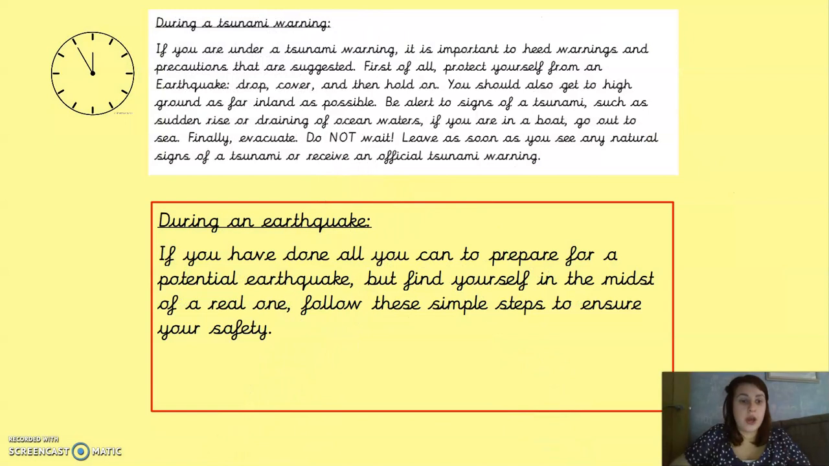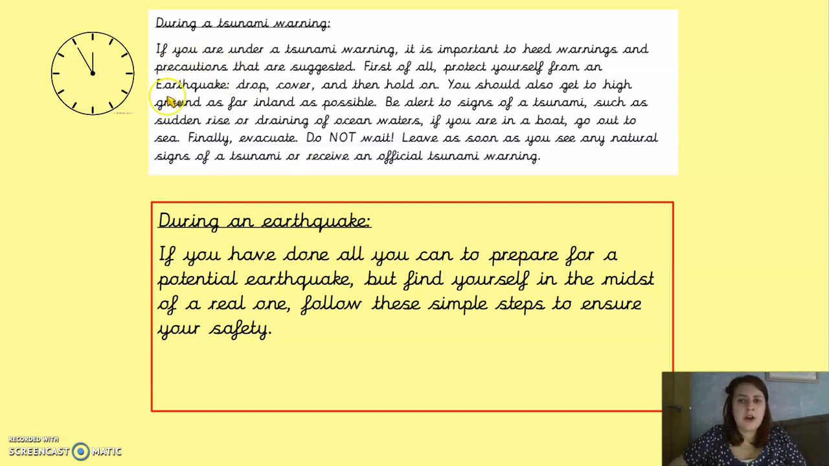Okay, so on to our second paragraph of the day, and we are looking at what to do during an earthquake. So again, on the screen, I've got during a tsunami. And so our heading for this, our subheading for this paragraph is during an earthquake, or what to do during an earthquake, with our colon and underline. So pause the video if you need to give yourself some time to do that one.